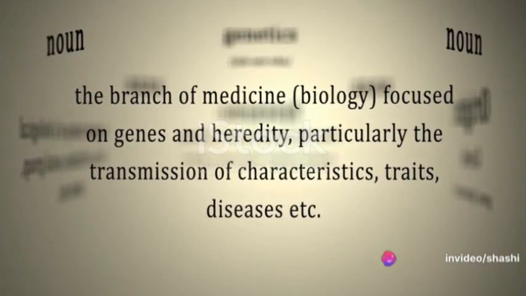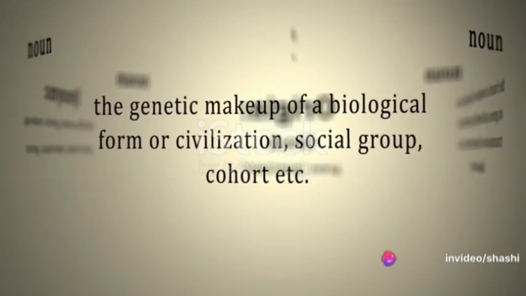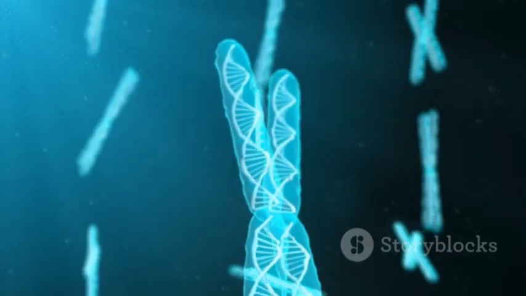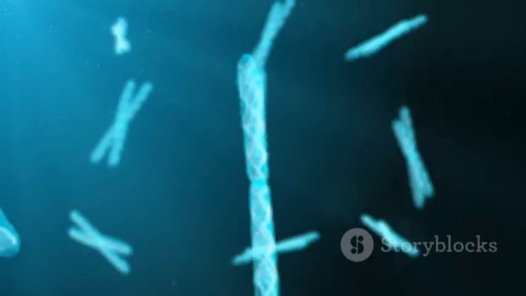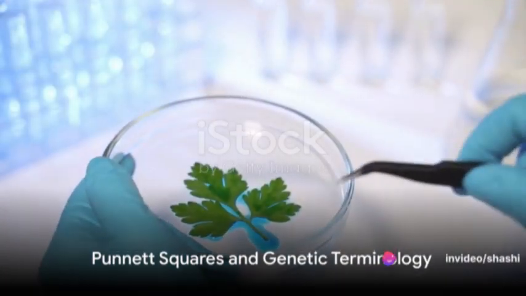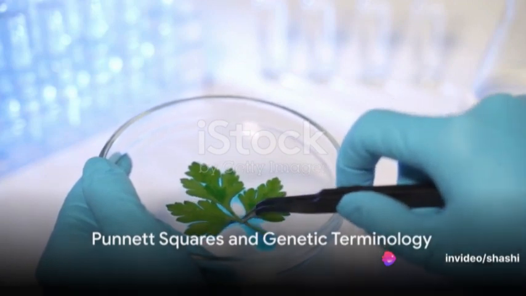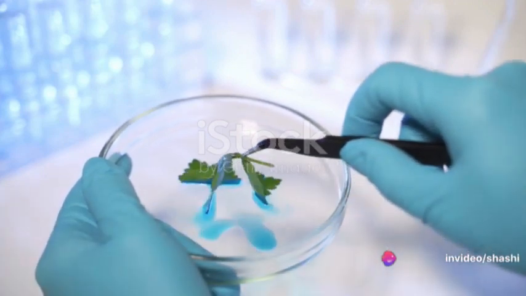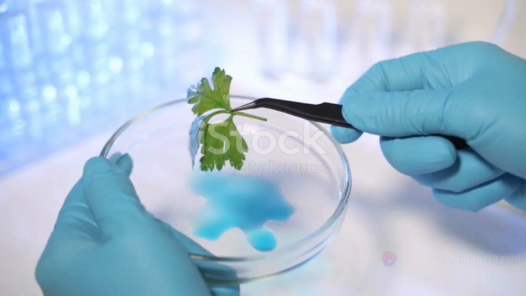A dominant allele is expressed when present in either the homozygous or heterozygous condition. A recessive allele, however, is expressed only in the homozygous condition when two copies are present. To predict the possible genotypes and phenotypes of offspring from a genetic cross, scientists use a tool called Punnett squares.